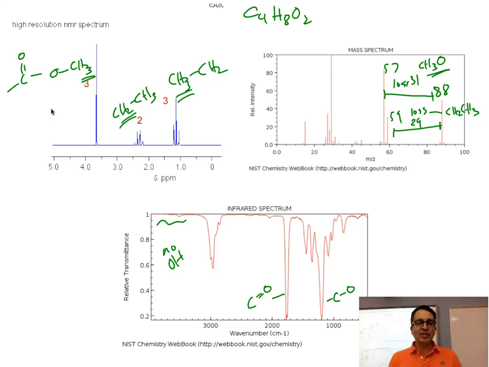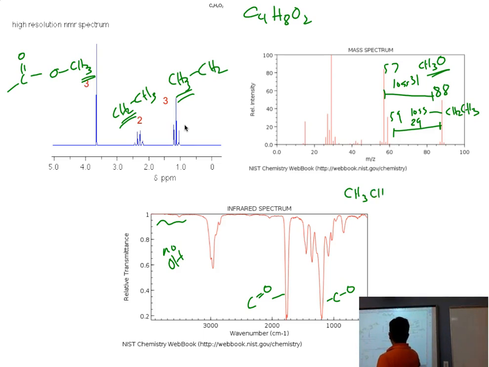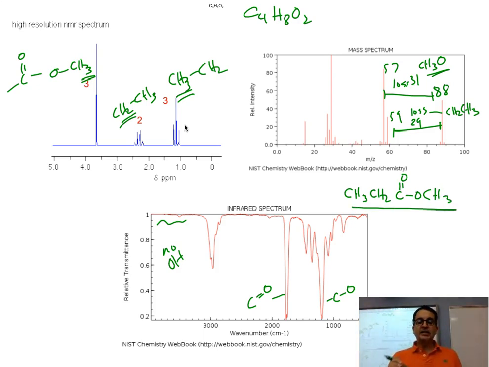So if we have this structure, all right, we start thinking about what are the things that we have, and from the NMR spectrum, almost exclusively, we can get the formula or the structure of this compound. It must be a CH3, CH2, C double bond O, O, CH3. All right? It's the only compound that actually matches the information that we have.